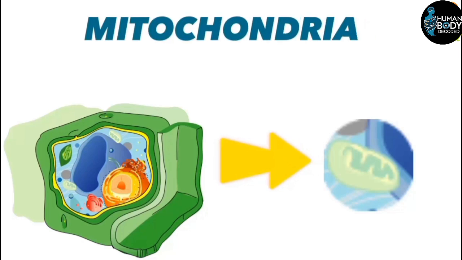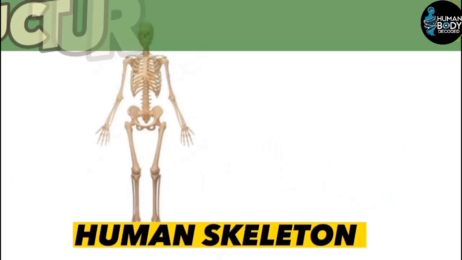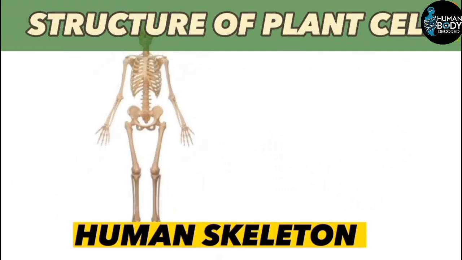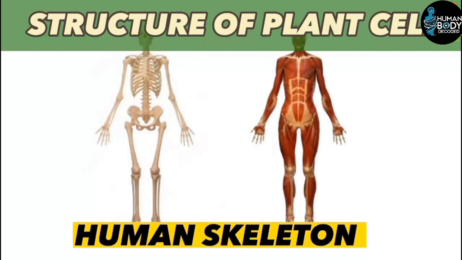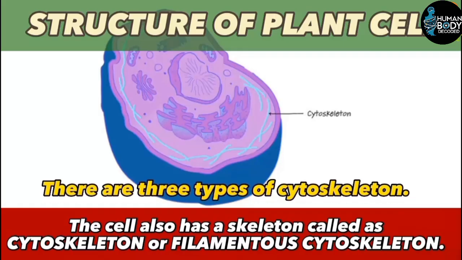We call this rod-shaped structure the mitochondrion. This is actually the powerhouse of the cell. The power that the cell gets comes from here, from this mitochondrion. Just like the electricity in our houses comes from the power station, similarly, the energy that the cell gets comes from the mitochondrion. Just like humans have a skeleton, inside that skeleton muscles and other things are attached, then a complete perfect body is made. Similarly, the cell also has a skeleton. This skeleton we call the cytoskeleton or cytoskeletal filaments. It is of three types.